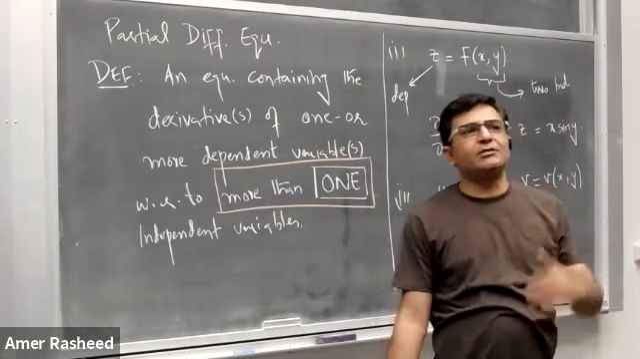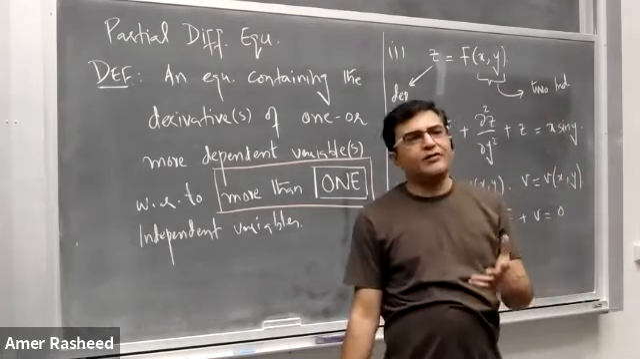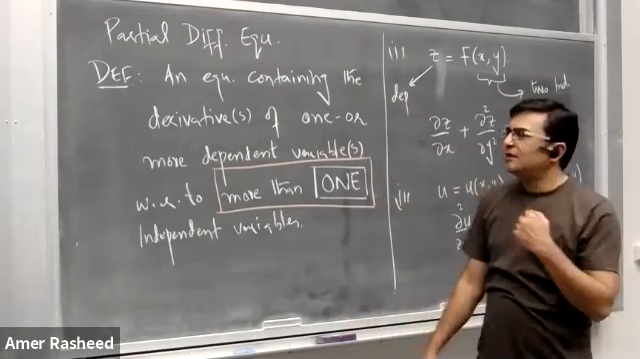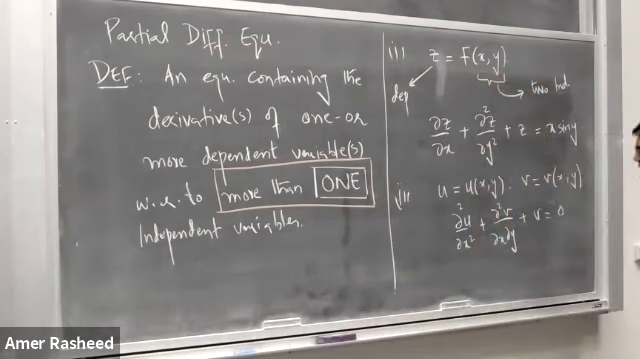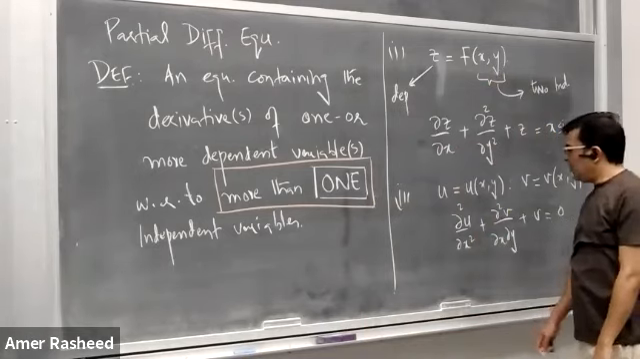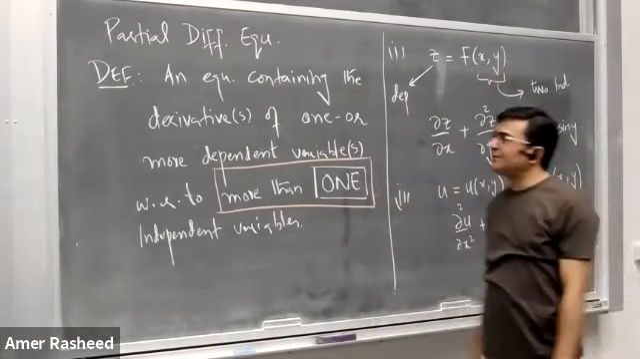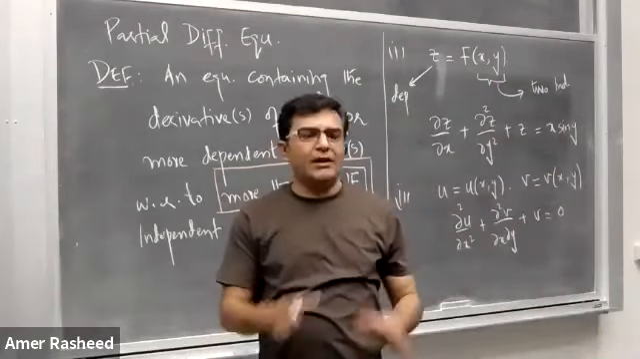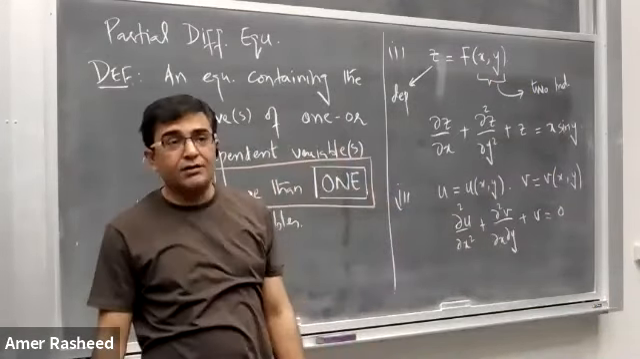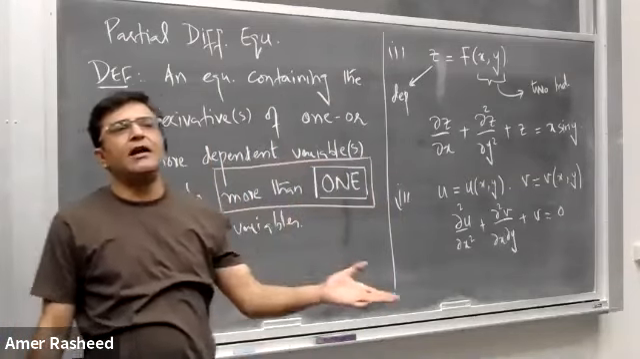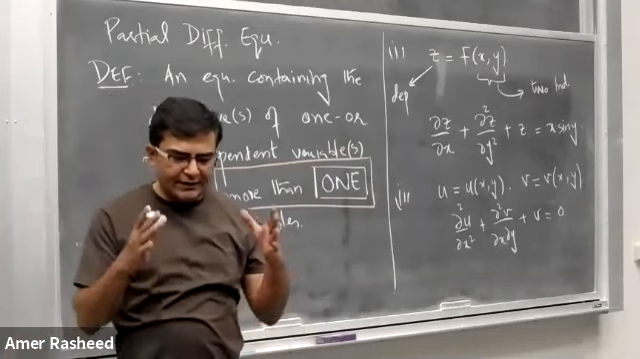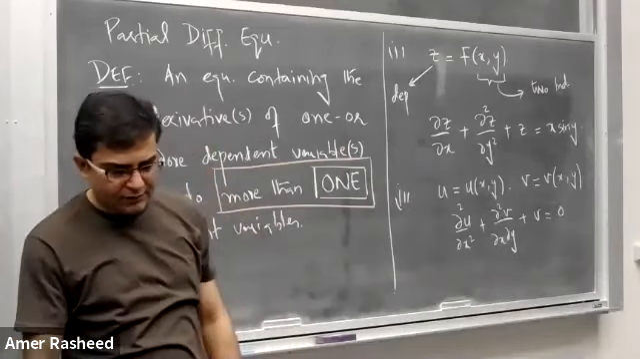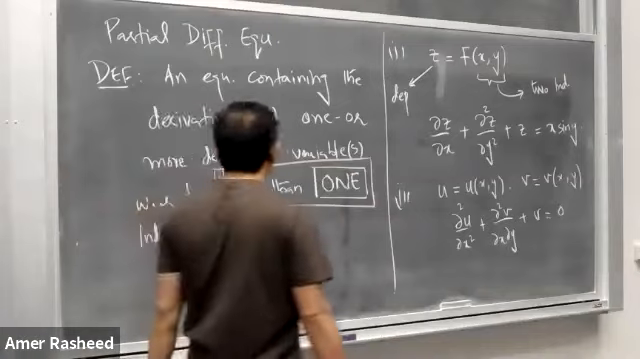In a partial differential equation, the derivatives should be partial derivatives and the independent variables in that function should be more than one. I hope you get it. If you have any question, you can ask me about these two major classifications of differential equations. One is ordinary differential equations and one is partial differential equations. These are the basic definitions of differential equations.